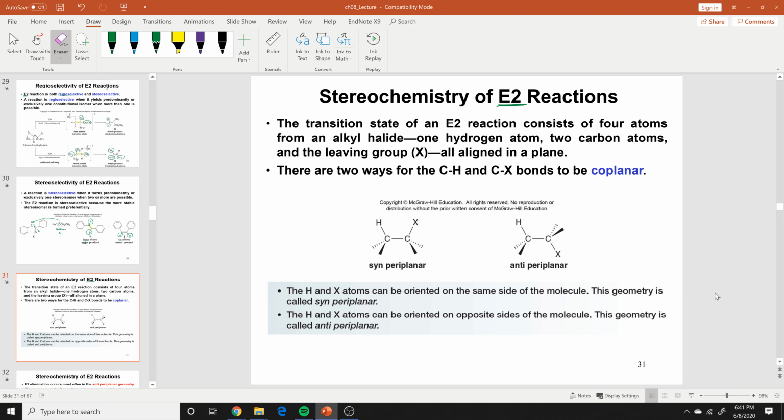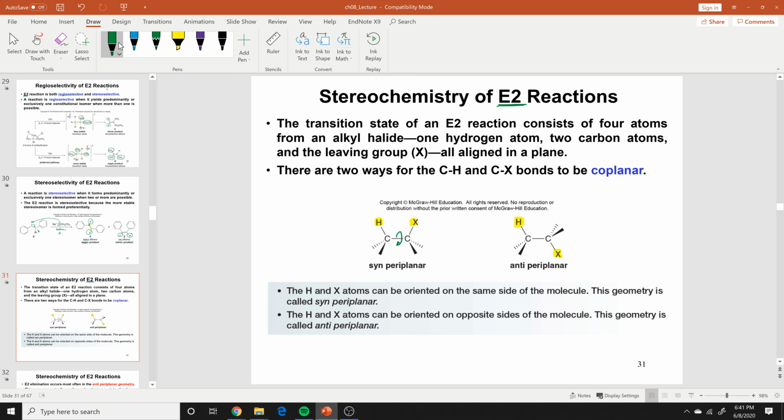So with respect to the stereochemistry of the E2 reaction, the arrangement of the hydrogen and the leaving group really matters when you are doing E2 elimination. There are two ways for the C-H and the C-leaving group bonds to be coplanar. Remember that there is free rotation around a carbon single bond carbon. So this is different than a carbon double bond carbon. A carbon single bond carbon has free rotation.